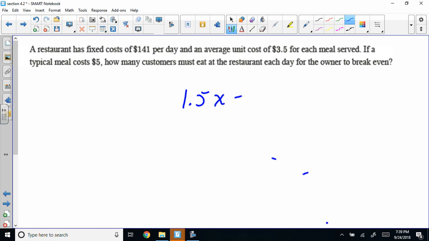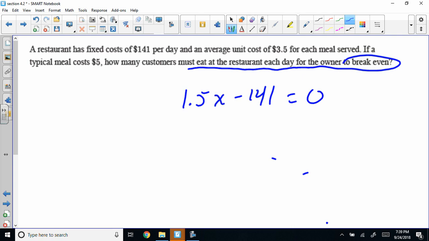Minus the 141, right? Sorry. How many customers must eat at the restaurant for the break even? What does that mean, break even? It covers his costs. He's covered the cost to keep the lights on and can say he's got a business. So profit's zero, right?